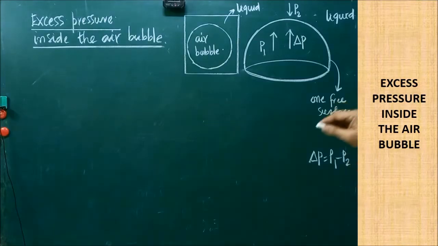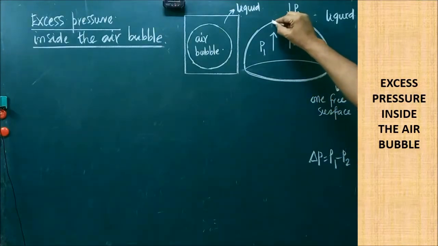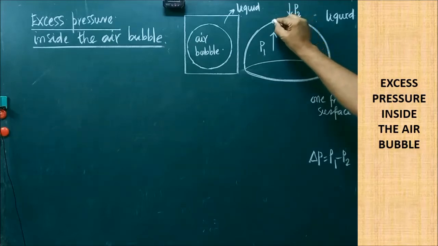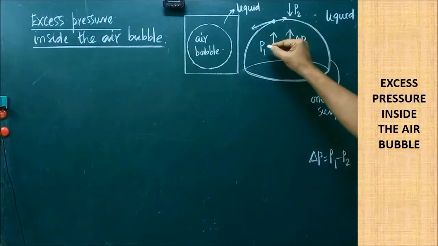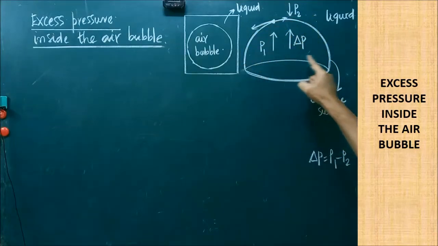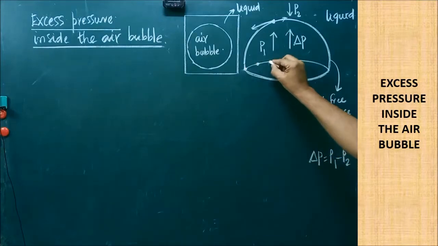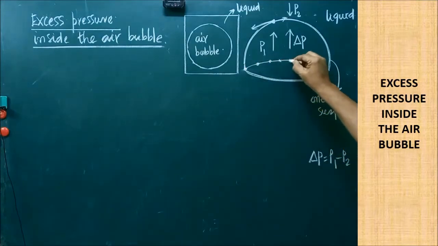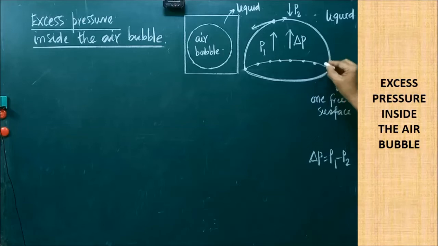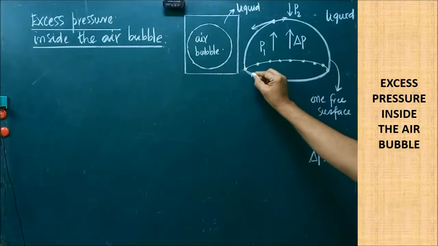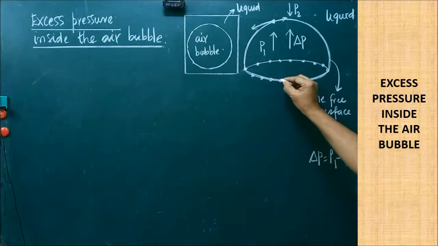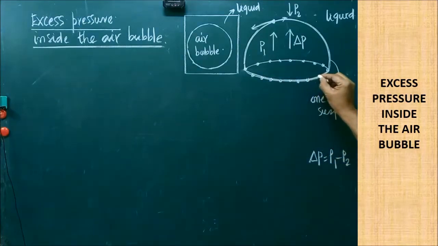And one more thing, let us imagine a molecule. That molecule is pulled by two forces due to surface tension. If this is extended to the molecules present on the rim, these are all the molecules which are present on the circumference of the rim of the air bubble. These are all the molecules located on the rim of the air bubble.